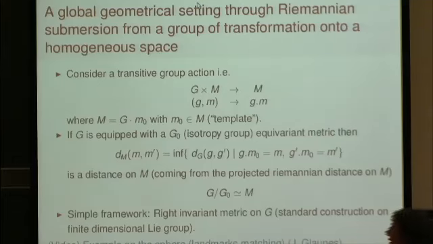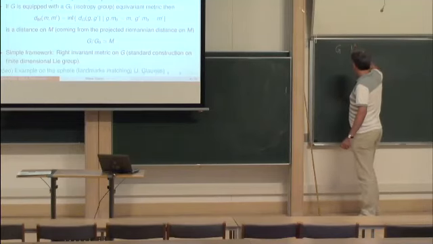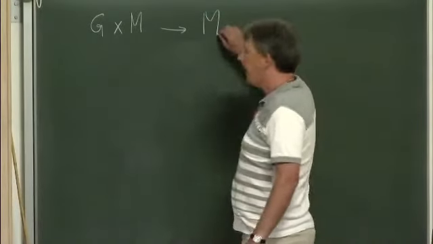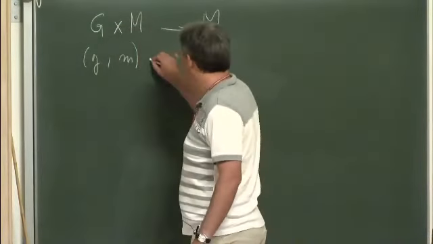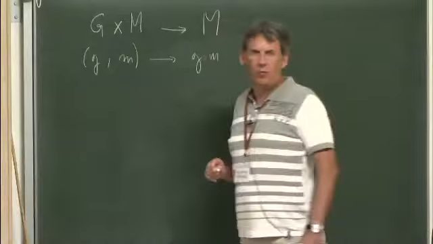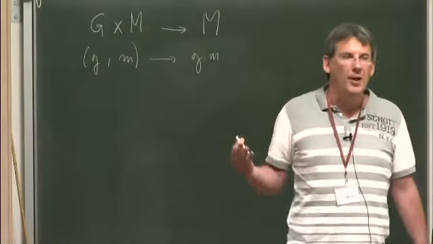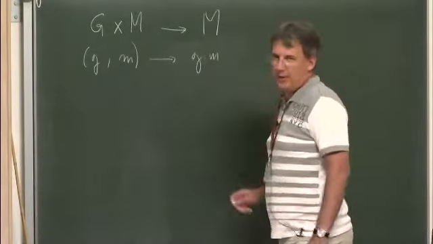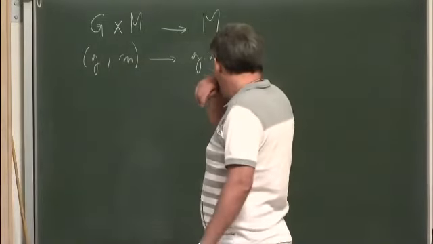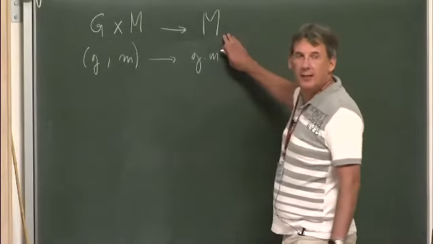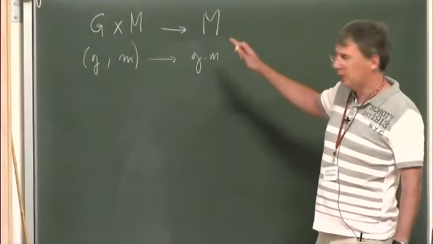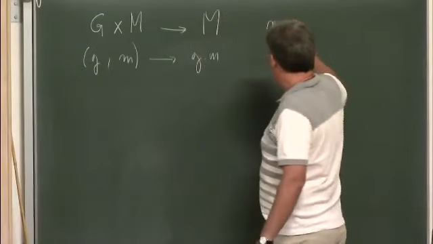So the idea is that you start with a group of transformations G, and a set of objects M, and you have an action like this. For any transformation G and any object M, you have G dot M, which is the deformation or transformation of the object M by the action of G. Now I will assume that M is a homogeneous space, I mean that I have a transitive action. I can single out a template, M0.